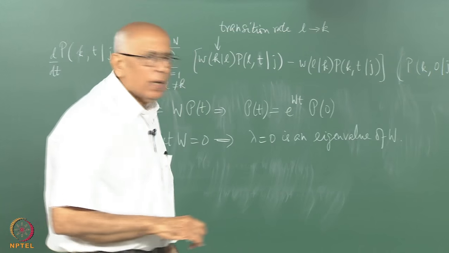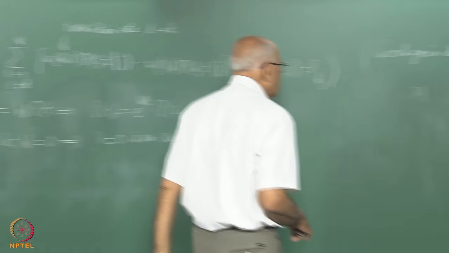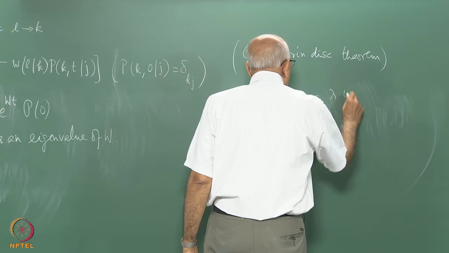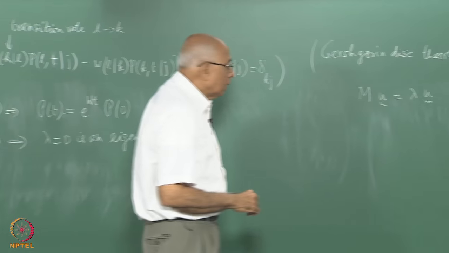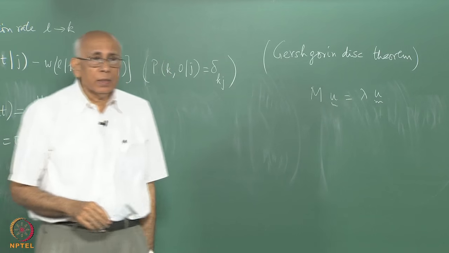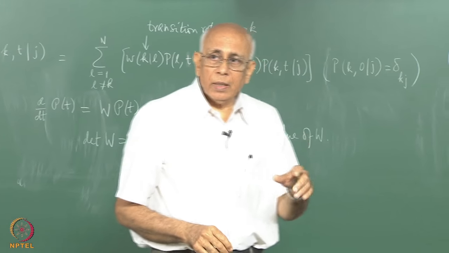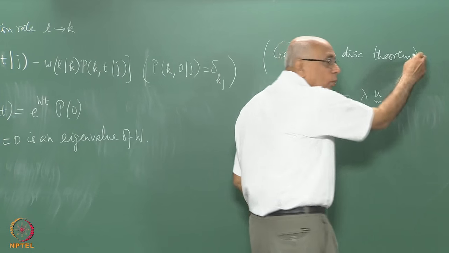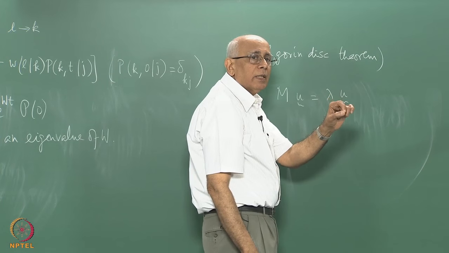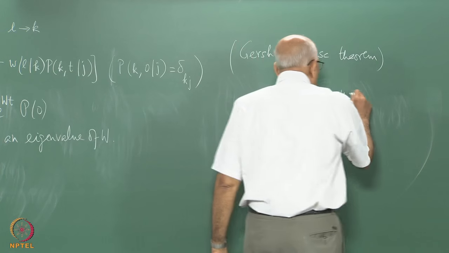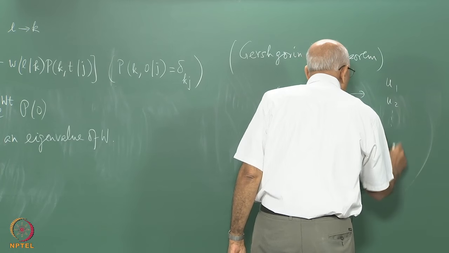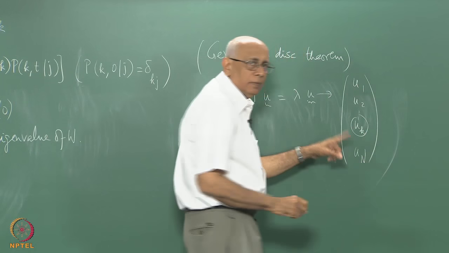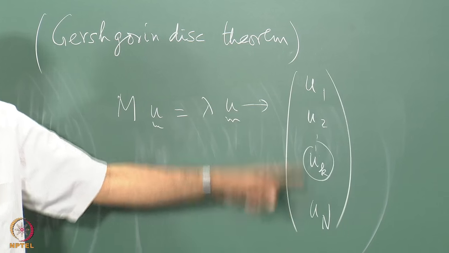That was the statement. This is not a hard theorem to prove, because look at it, here is a simple way of doing this. Suppose lambda is an eigenvalue, then it says M times some eigenvector u equals lambda times u. Now let us look at a particular eigenvalue lambda and the corresponding eigenvector u. Then suppose this u is of the form u1, u2 up to un, and let us suppose that some element k has the largest magnitude over all these elements.